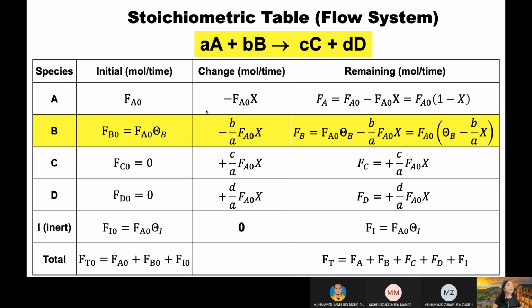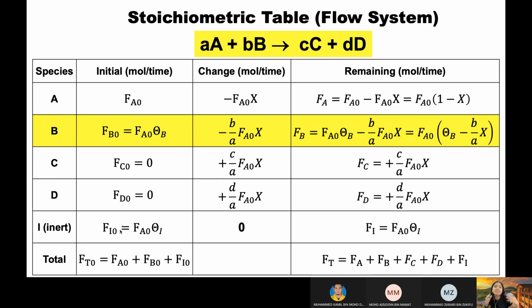Okay, then next one we go for inert. So inert pun sama. We need to know initial molar flow rate inert. So initial molar flow rate inert, kalau you realize, is about the same like B. Okay, maksudnya FI0 is initial molar flow rate inert. So I put I. So I tu is just to indicate dia inert. Tapi kalau compound sebenarnya nitrogen gas katakan, so kita akan kira lah sebenarnya bilangan molar flow rate nitrogen gas.